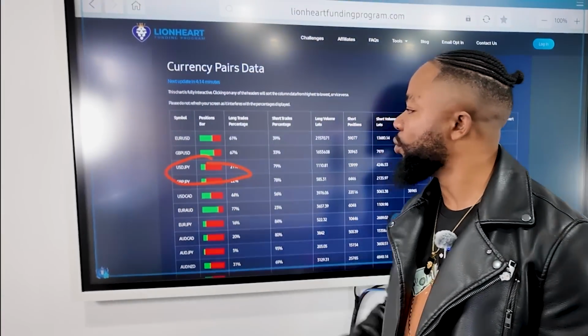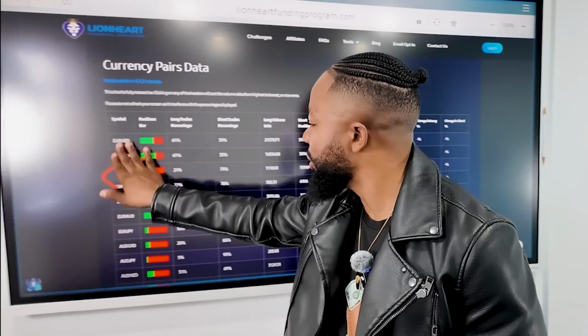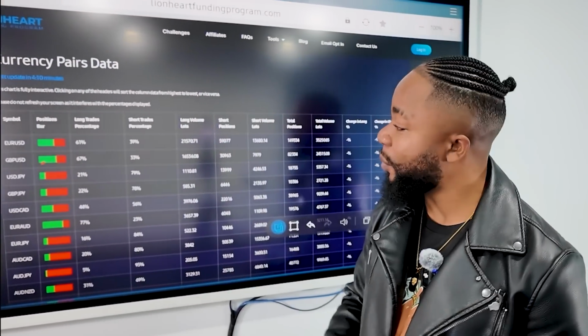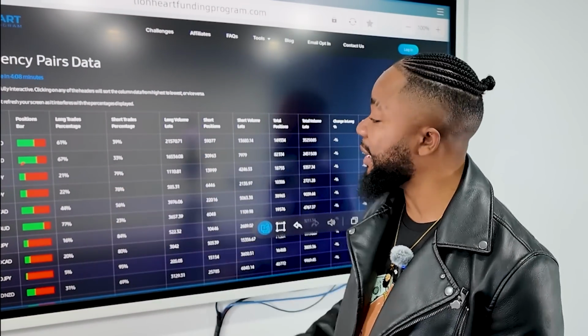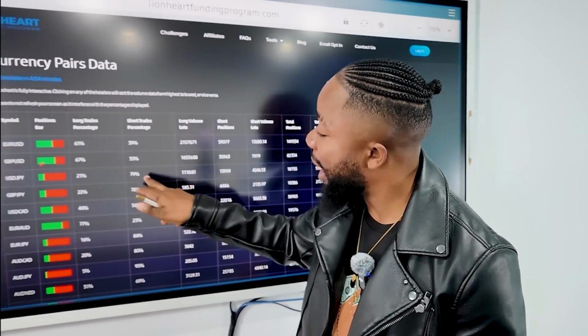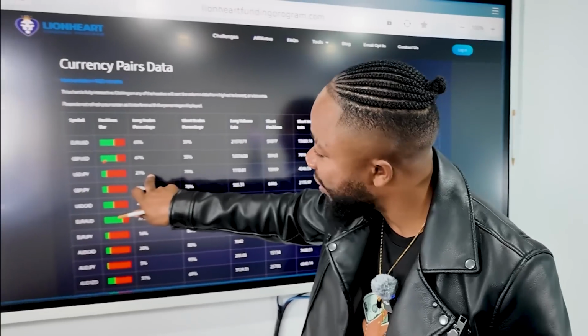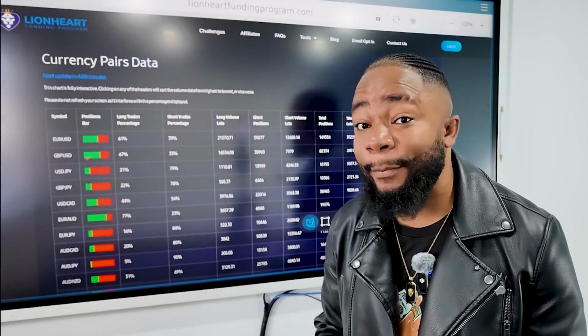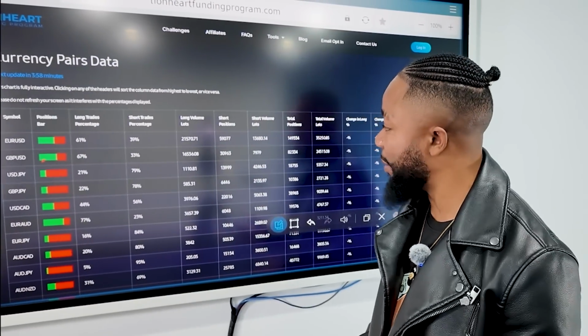If you come down to USD JPY, you'll be able to see we have just 21% of people actually shorting or selling, and we have 79% of people actually buying. So we have 21% of people buying and 79% of people selling. You can be able to see that.